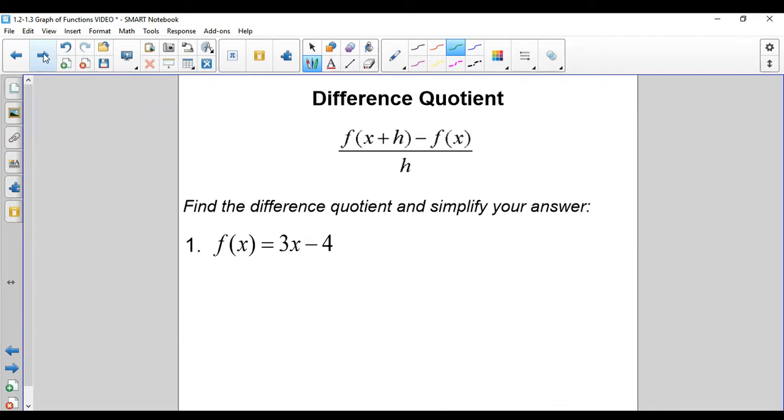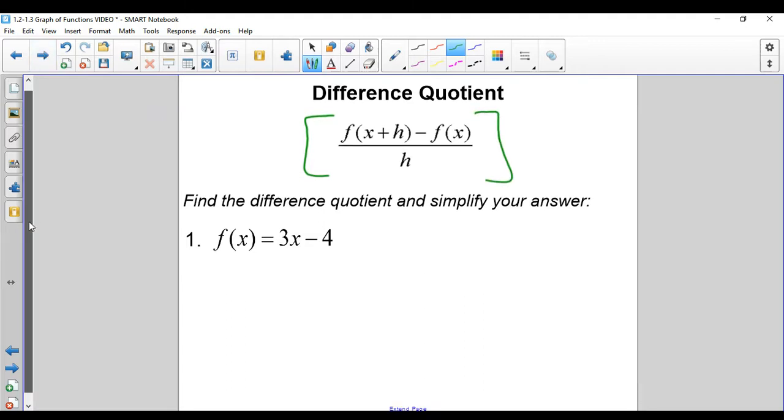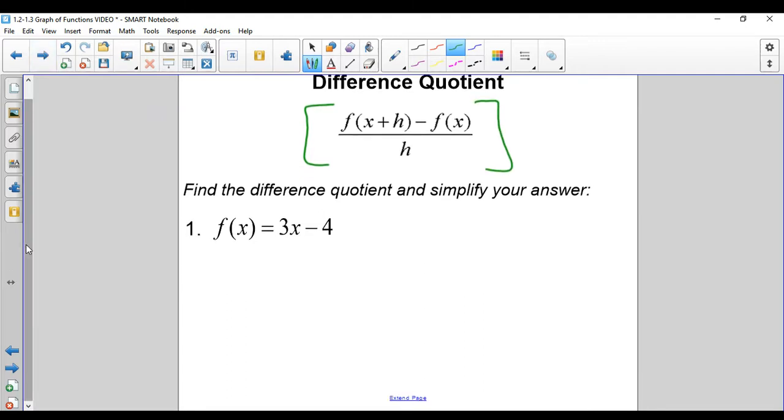We have the function f of x equals 3x minus 4. We have the difference quotient here, so we need to go ahead and just follow that model. It tells us what to do. It tells us to take that x plus h, plug it into x. All right, that's what we do first.